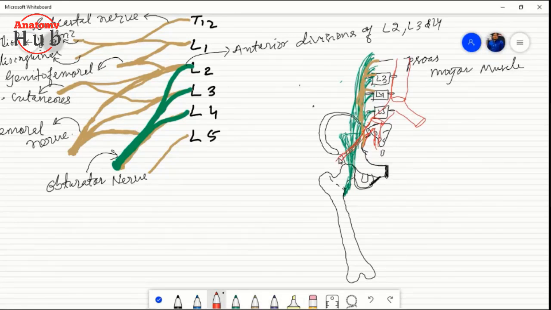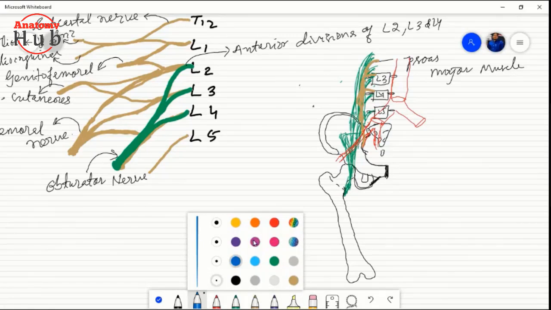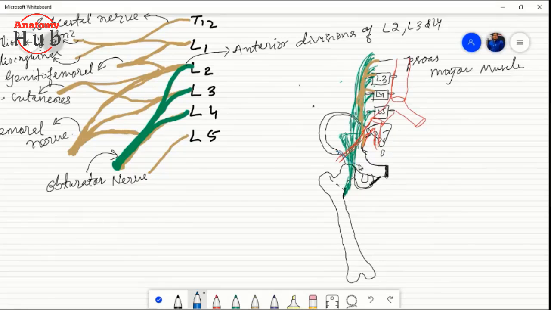Okay, then it passes through this inguinal ligament, right? Here, from the ASIS to the pubic tubercle, what you will find? You will find the inguinal ligament, right? So this artery passes below this inguinal ligament and comes forward as the femoral artery, right? So this is your femoral artery, right?